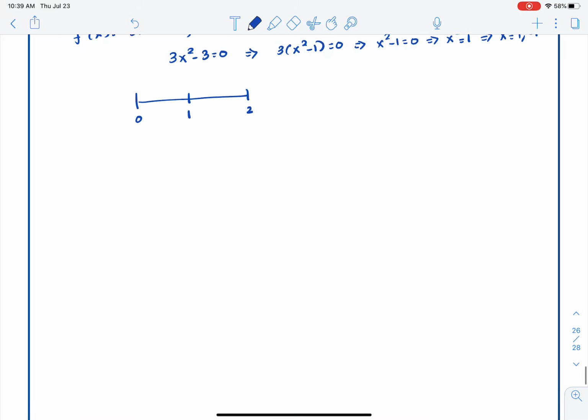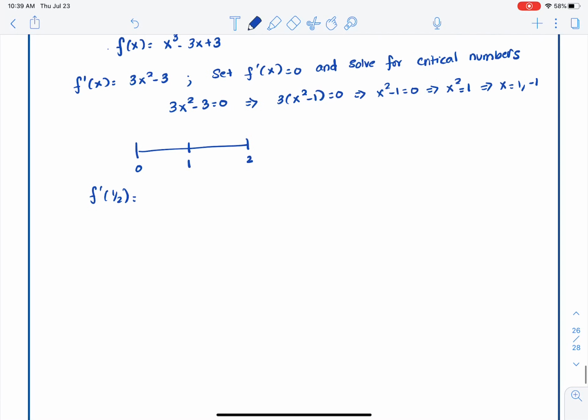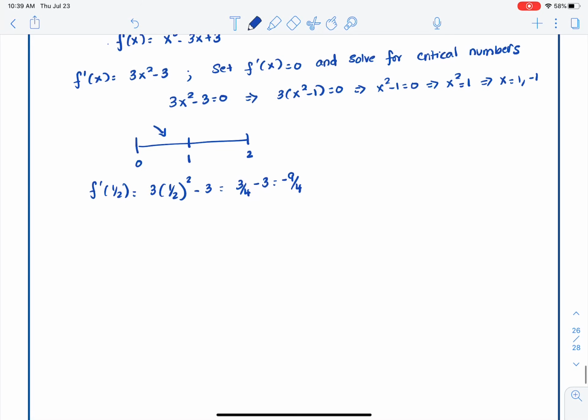Let's pick an easy number, 1/2. F prime of 1/2 is 3 times 1/2 squared minus 3, which is 3 over 4 minus 3. That is 9 over 4 with a negative. So the function is decreasing.